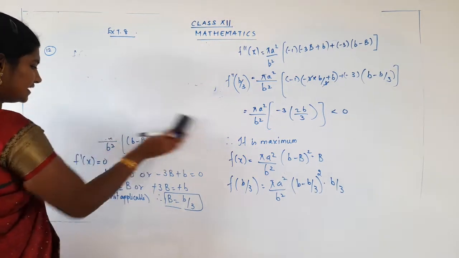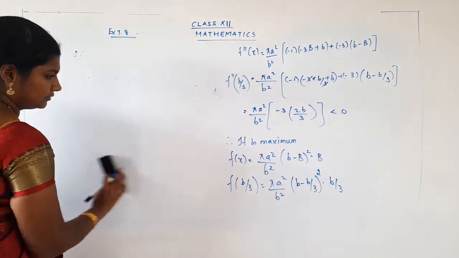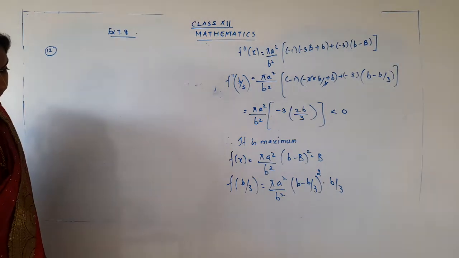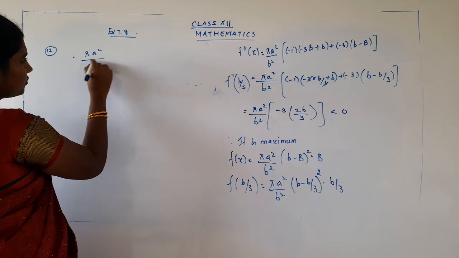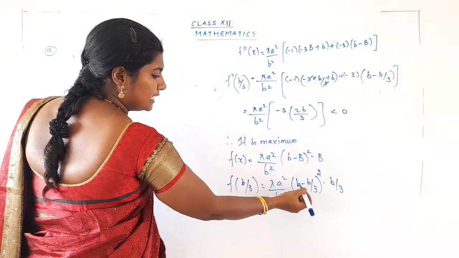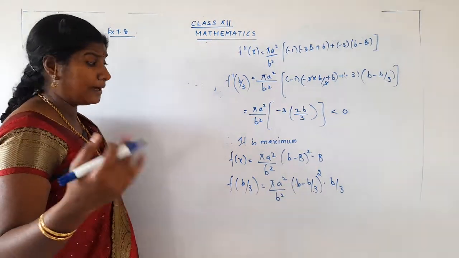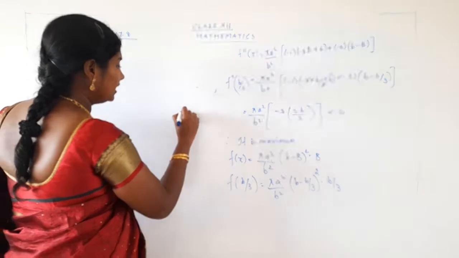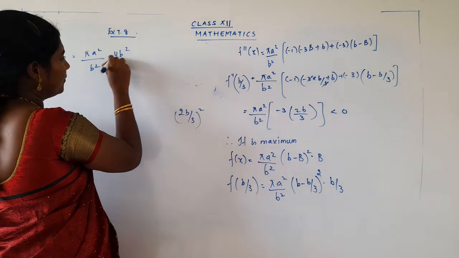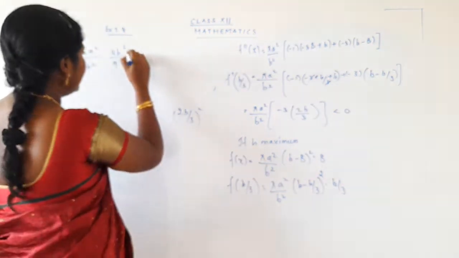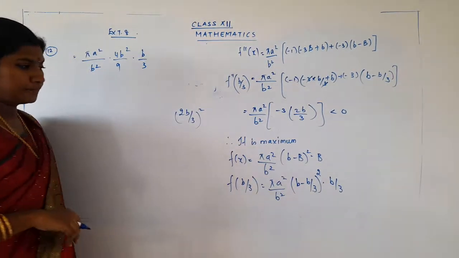So we have to just simplify this further. What you get when you simplify? I get this as pi a square upon b square as it is. See here, this is 3b minus b, 2b upon 3. So 2b upon 3 the whole square. This is 4b square upon 9 and it is b upon 3.